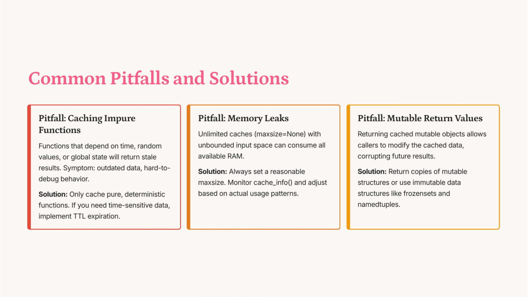Caching impure functions can lead to stale results due to dependencies on time or global state. Always cache pure functions and use time to live for time-sensitive data. Unlimited caches risk memory leaks. Set a max size and monitor usage. Avoid mutable return values by returning copies or using immutable structures like frozen sets.